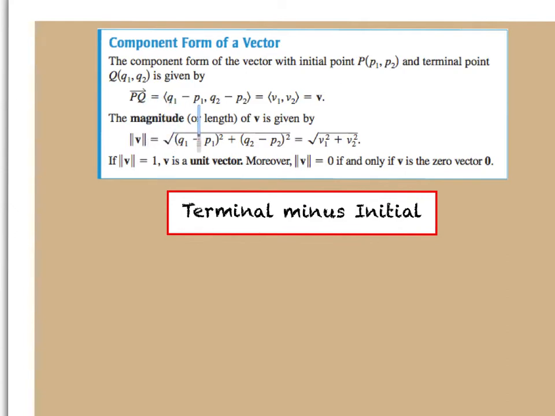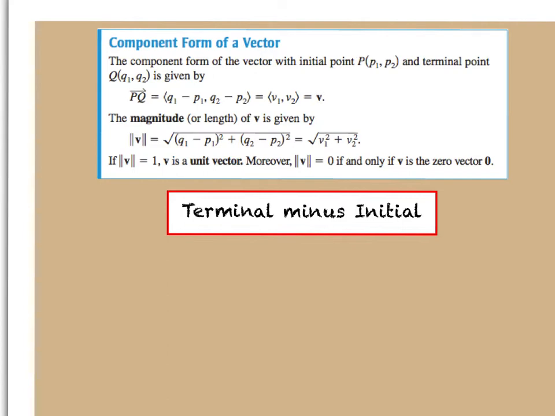But to find our x value, we just do terminal minus the initial. All right, write this out. Terminal minus the initial. You're going to be using that often. I have it bolded here, star it, circle it, put smiley faces by it, whatever leads you to it. So your terminal point minus your initial point will give you the component form of your vector.